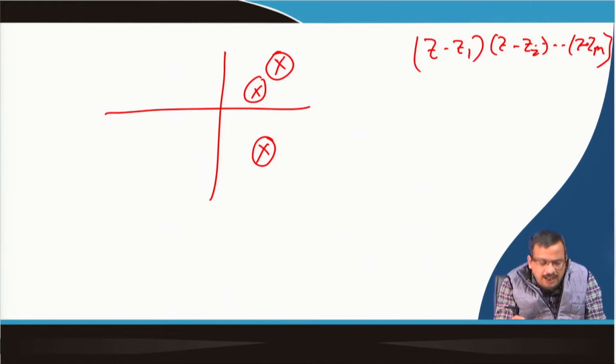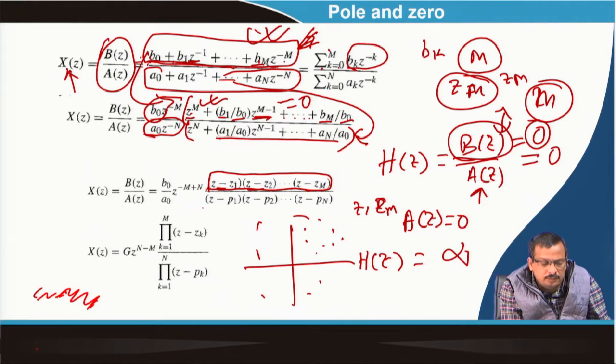Similarly, for the factors z minus p1, z minus p2, for p1 this function becomes 0.